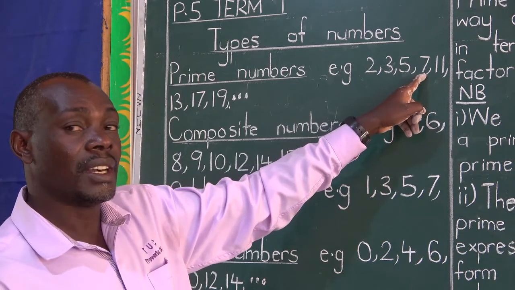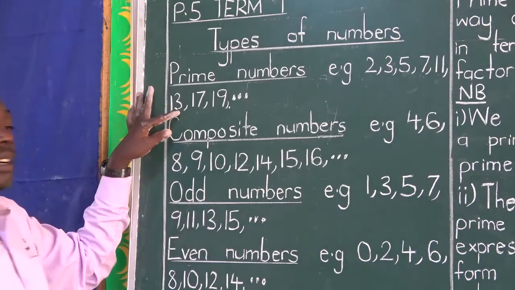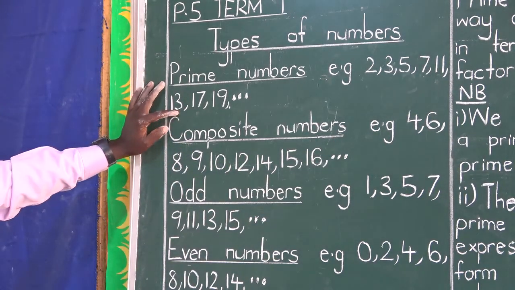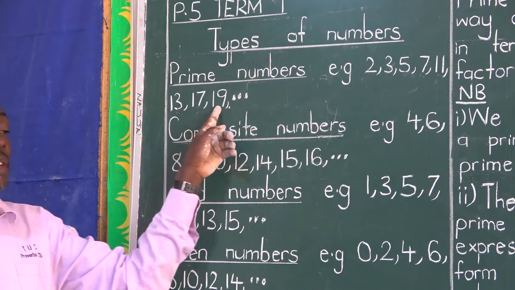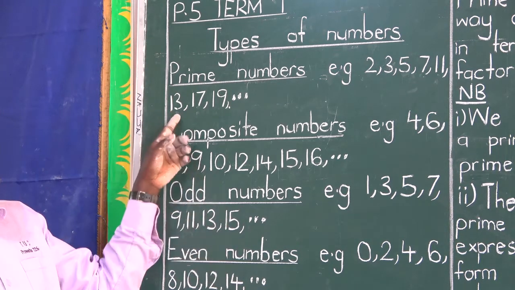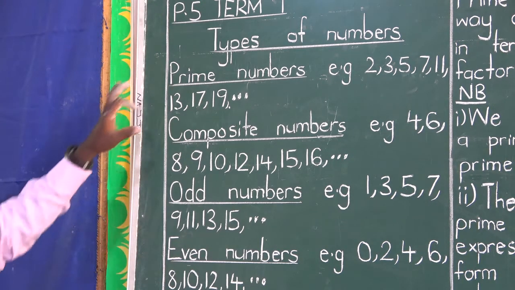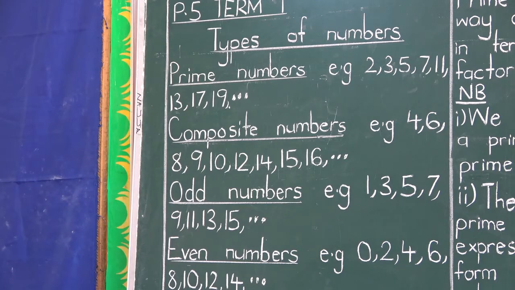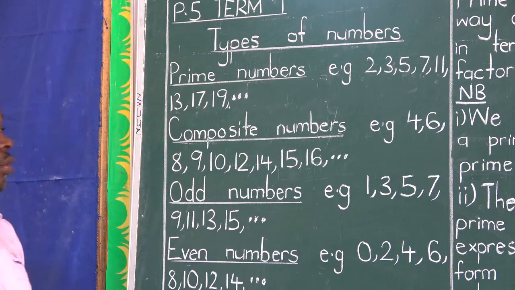Factors of 7, 1, 7. Factors of 11, 1, 11. Factors of 13, 1, 13. Factors of 17, that is 1, 17. Factors of 19, 1 and 19. We don't have any other number that can divide them without leaving a remainder. So you cannot divide a number like 13 by any other number apart from 13 and 1. So, the factors of 13 are 1 and itself. So, a prime number is a number that has got only 2 factors, 1 and itself, as opposed to composite numbers.